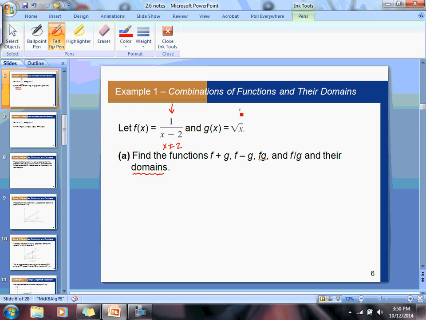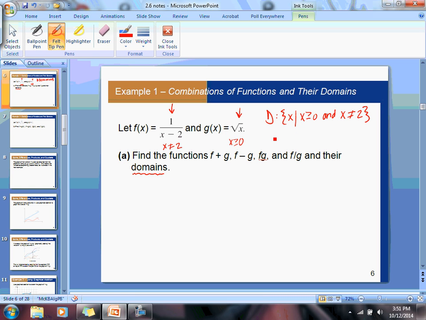And for my second function, the square root of x, when I'm taking the square root of some number, that number has to be greater than or equal to 0. So that is the stuff that I need to consider for my domain for both functions when I add, subtract, multiply, and divide them. Now, luckily for me, if I'm dealing with everything greater than 0, this x is not equal to 2 also falls in that region. So I could say my domain a couple different ways. I could say x has to be everything greater than or equal to 0 and not equal to 2.